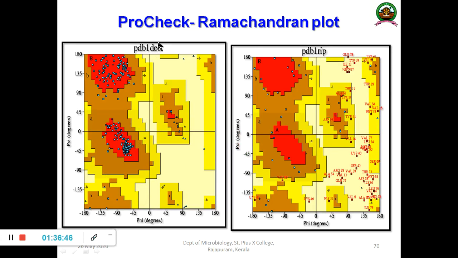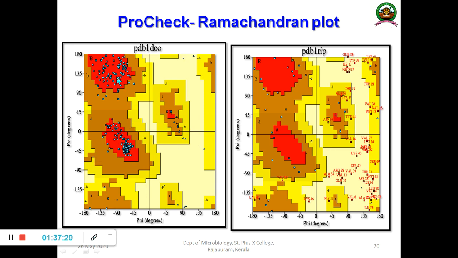The first step is PROCHECK. If you analyze your model, I have shown these two structures. I told you about the Ramachandran plot initially. Now you are going to analyze the protein in terms of stereochemistry: whether the psi and phi angles of your secondary structure are in perfect agreement or not. Here you can see the red region. This is the upper left side of the Ramachandran plot, this is upper right, this is lower left, and lower right.